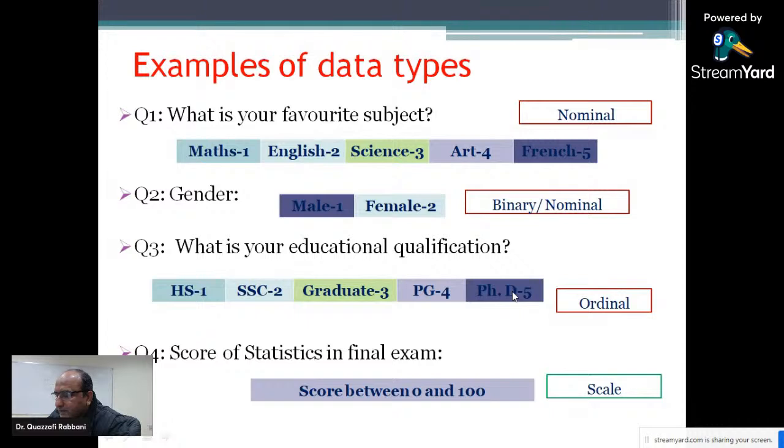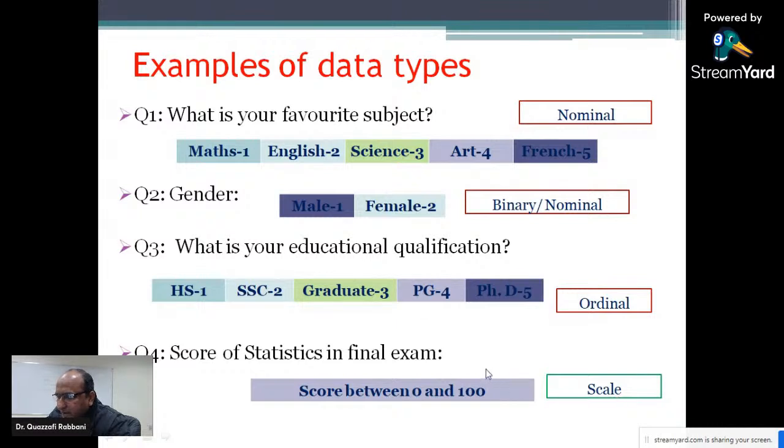because PhD is higher education, higher than PG, and PG is higher than graduate, graduate is higher than SSC, and SSC is a higher qualification than high school. So this is the ordinal scale. These two, nominal and ordinal, are qualitative in nature, or you can say categorical data. This is the category.